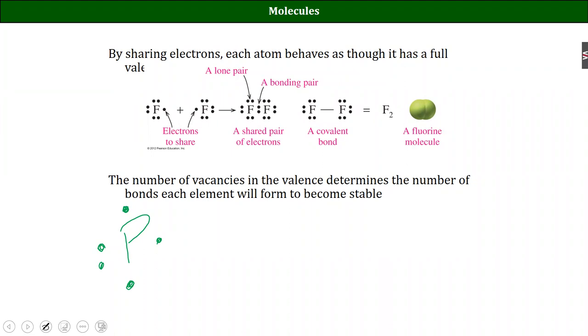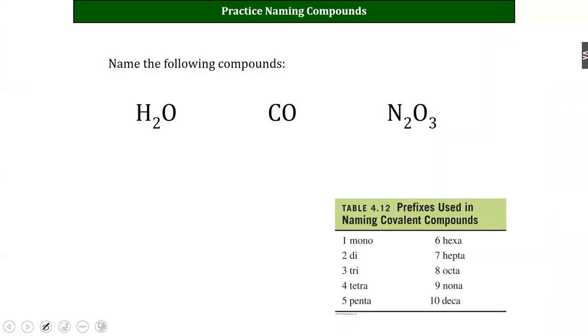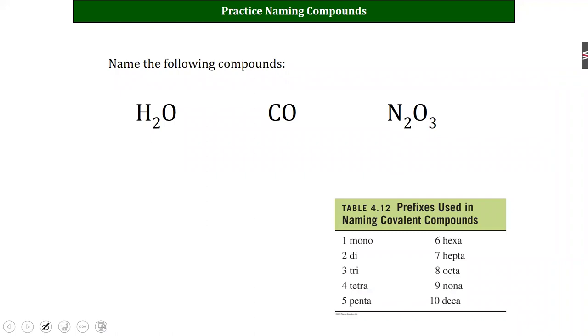You're just going to use Greek prefixes, which are the roots that we use for covalent thinking, since you don't need to gain electrons if you share electrons. Basically, we use the same prefixes that we use for a lot of English words, and Spanish words. Mono, di, tri, tetra is a weird one. Usually you think of quad as the prefix, but tetra in Greek means 4.